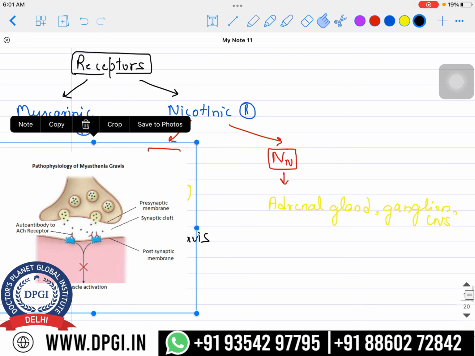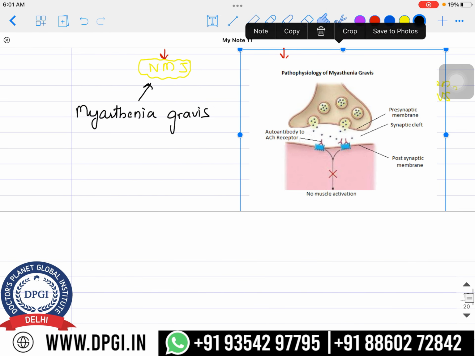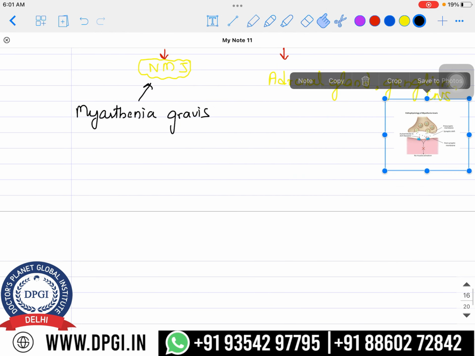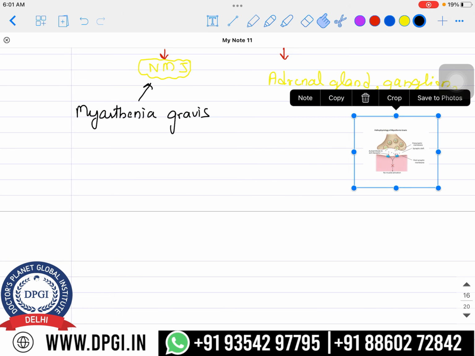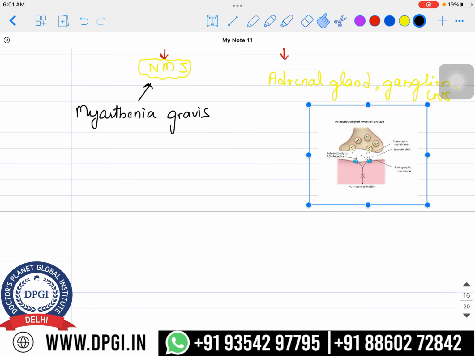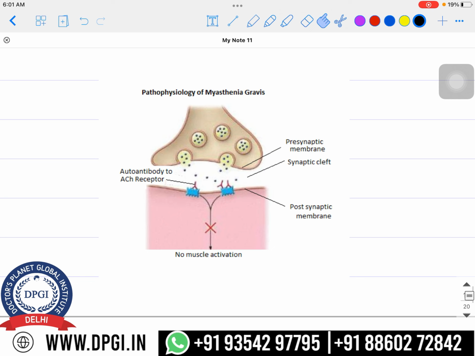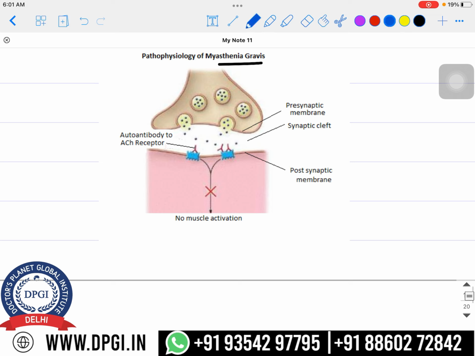Okay, so here what we can discuss is, let me just clarify it further. In myasthenia gravis, what we are seeing is that autoantibodies will be formed. As you can see over here, these autoantibodies will be binding to the receptor.